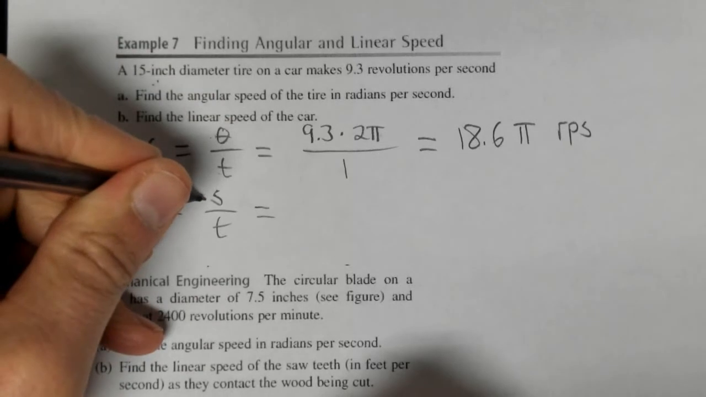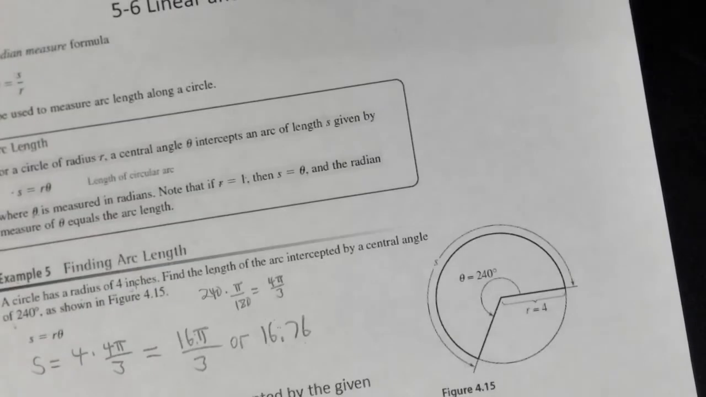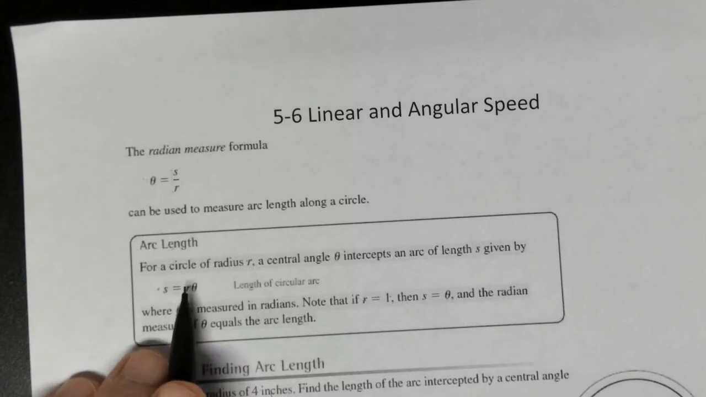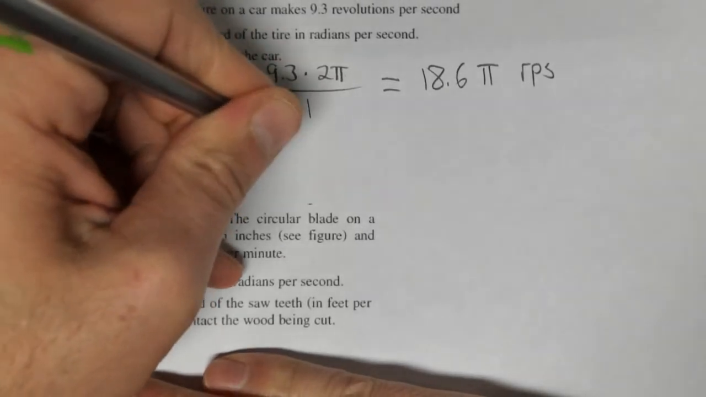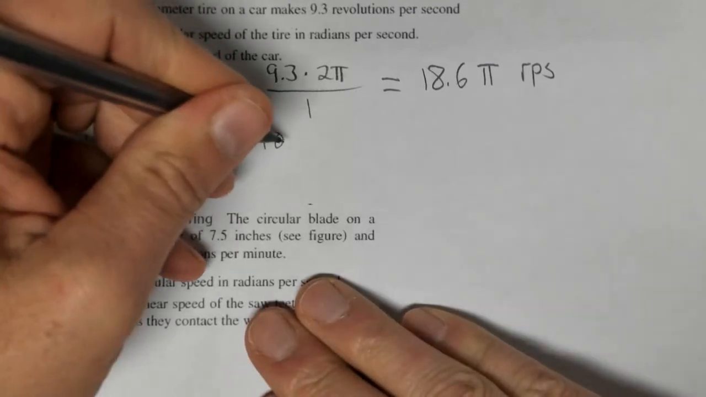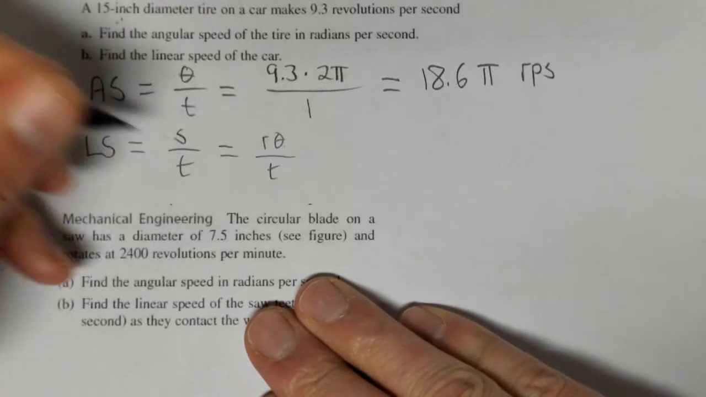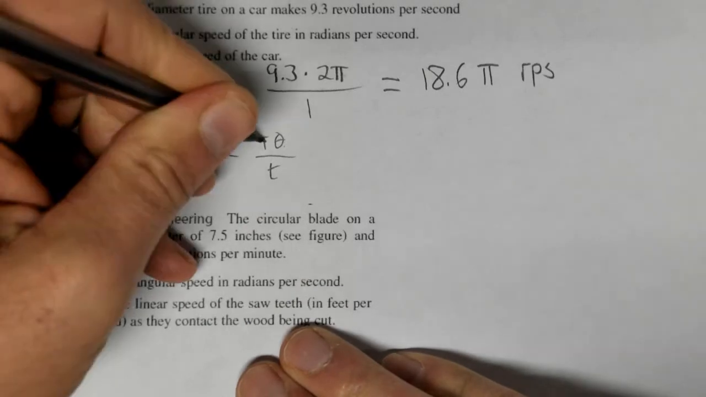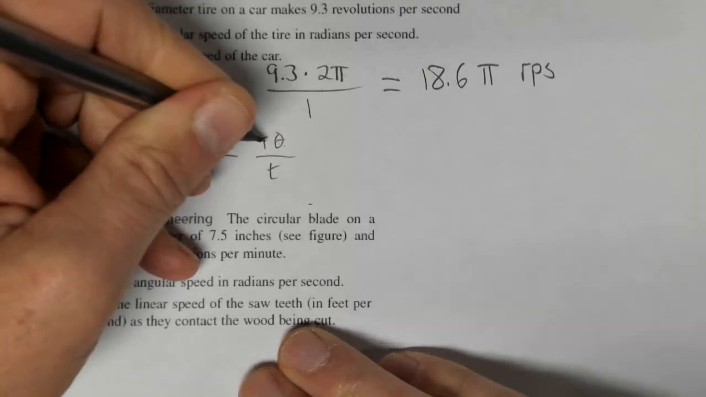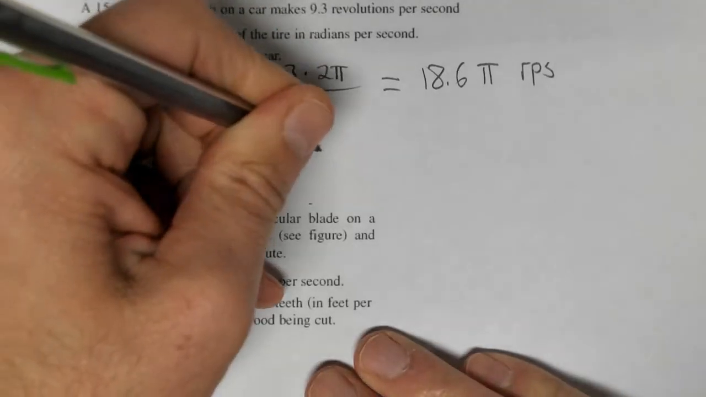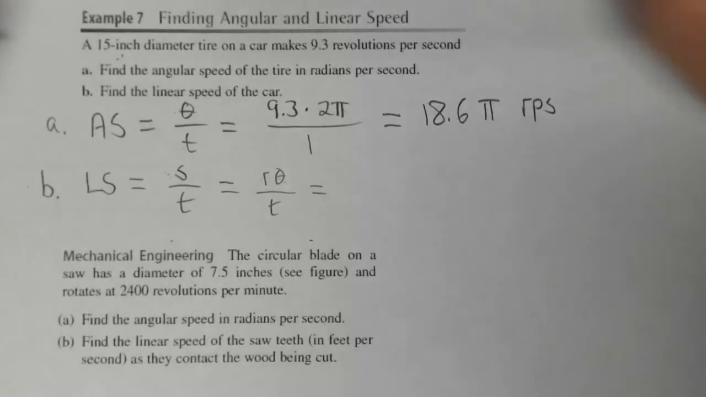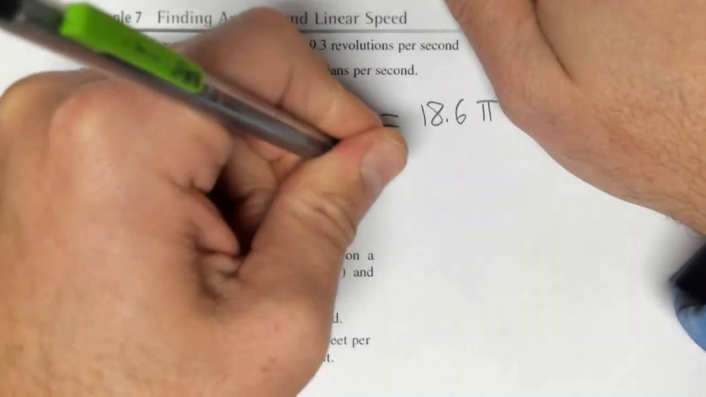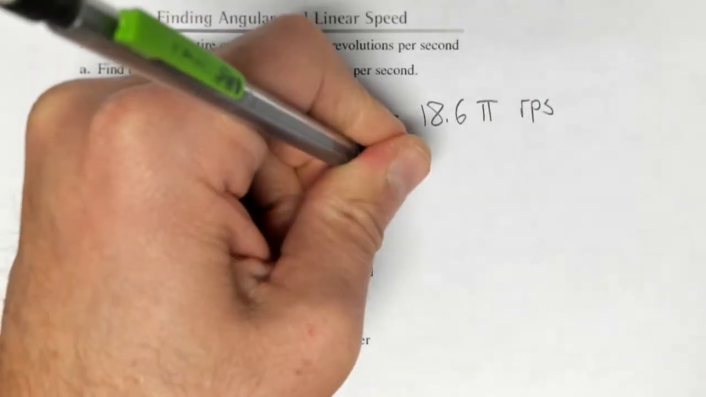So remember, how do we find the arc length? Well, on the other page, arc length is going to be the radius times the angle measure. So we can convert S to radius times radians over time. So I'm changing the arc length S to R times theta. All right. So the radius, well, if the diameter is 15 inches, then the radius is going to be 7.5, right? So that'd be 7.5 times.